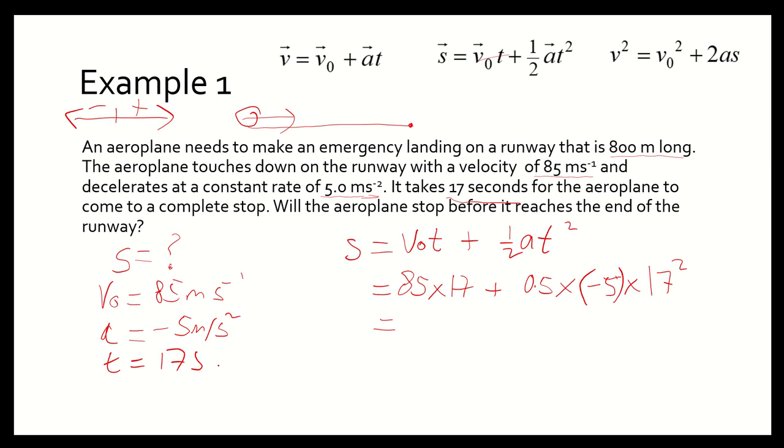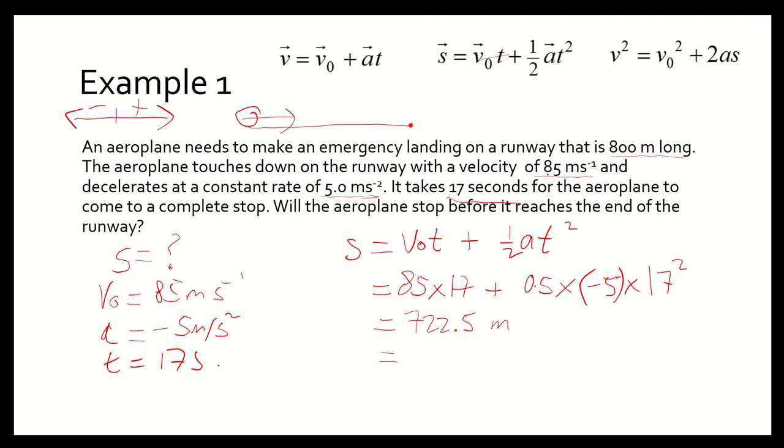So it's 85 times 17 plus a half times -5 times 17 squared, and do it all in one big line. When I typed it into my calculator, I got 722.5 meters. Now, in general, and I'll make this more clear later, based on how many significant figures you get in the question, that's how many you do your answer to.